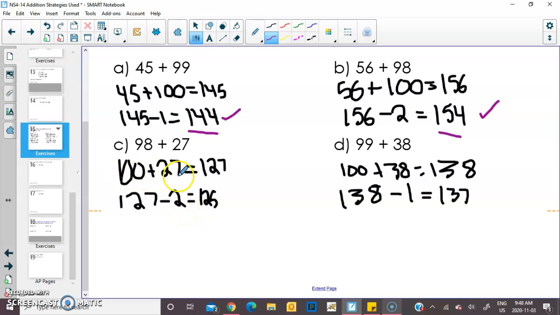Okay. We have 98 again, so we know we need to minus 2. So 100 plus 27 equals 127. 127 minus 2 equals 125. Okay. For D, we have 99 plus 38, so we have 100 plus 38 equals 138. And 138 minus 1 equals 137.